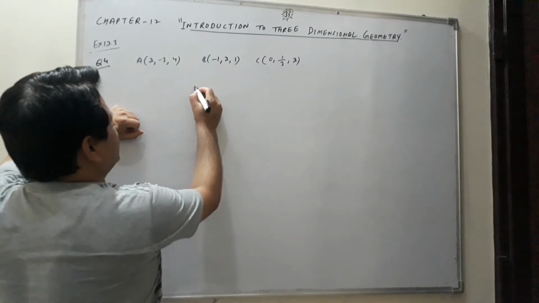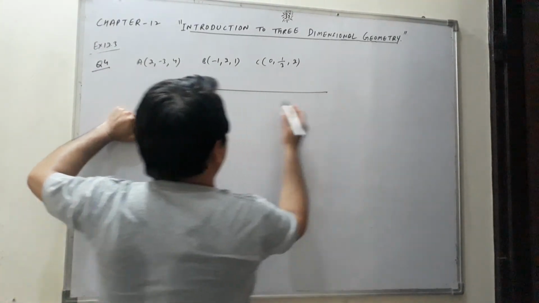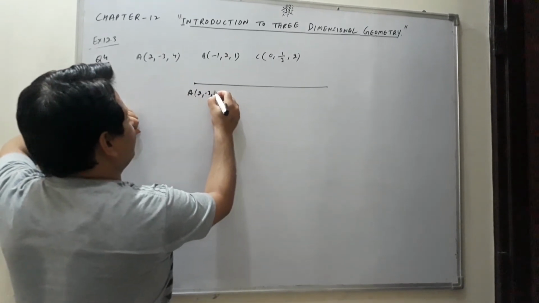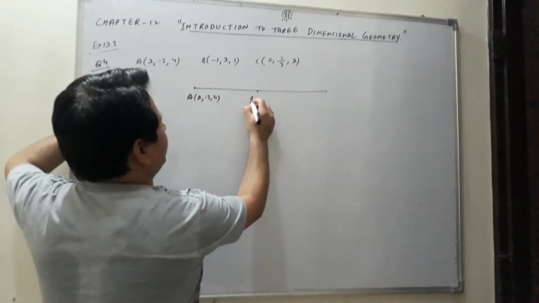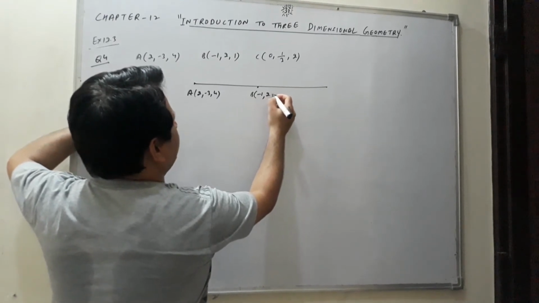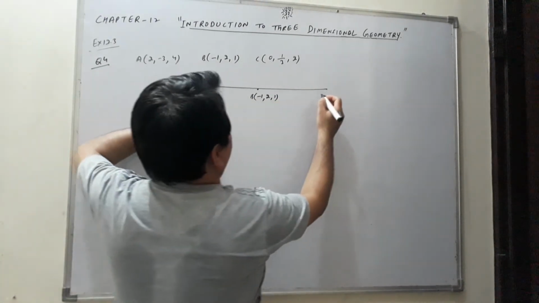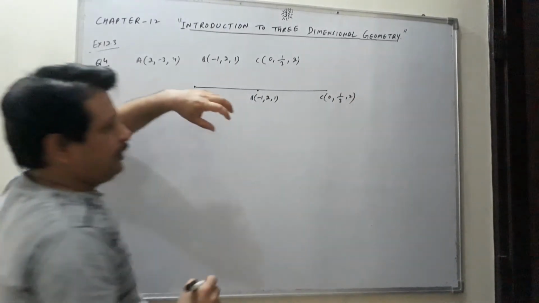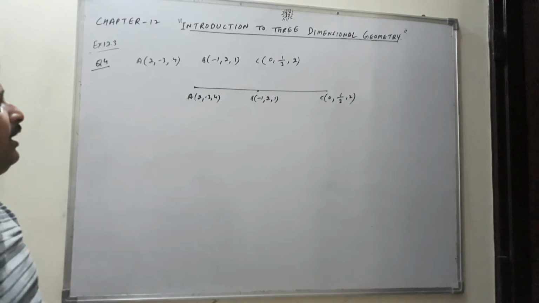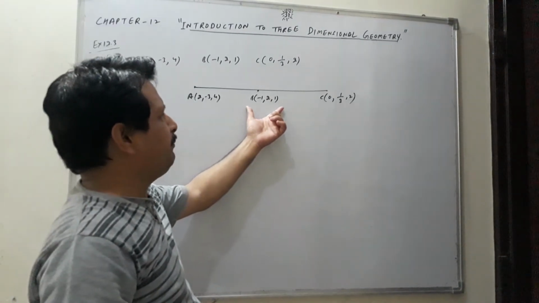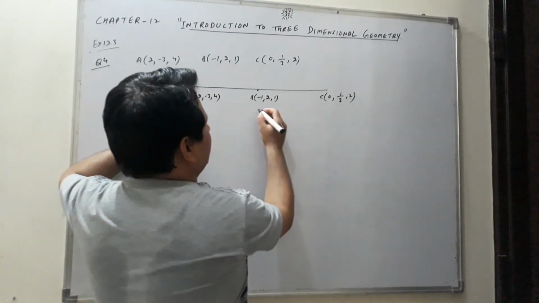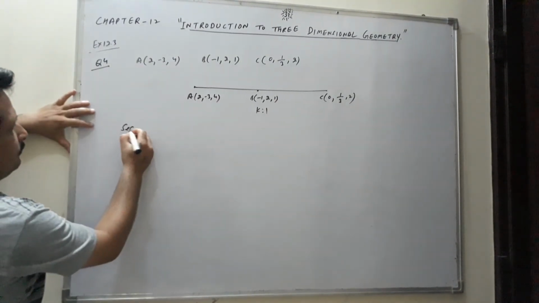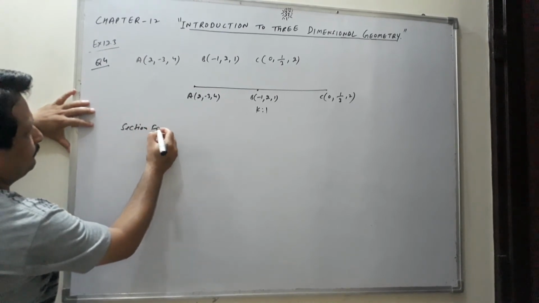So what I am doing, students, is this: this point is A, and I have taken its coordinates as (2, -3, 4). I have taken point B as (-1, 2, 1), and point C as (0, 1/3, 2). Because we have to prove them collinear, I am taking that this point B divides AC in the ratio k:1. Then I will apply the section formula.